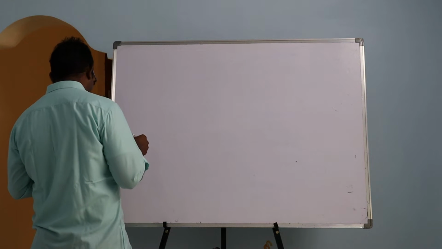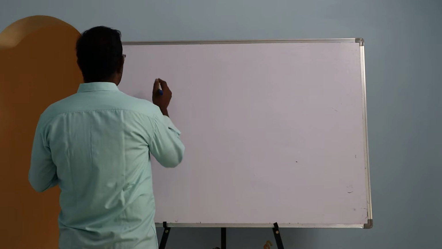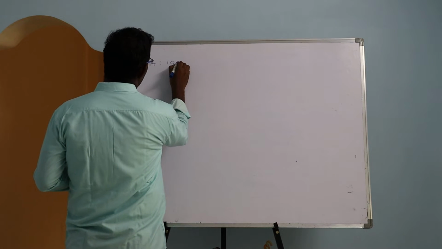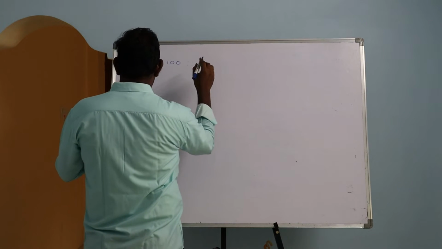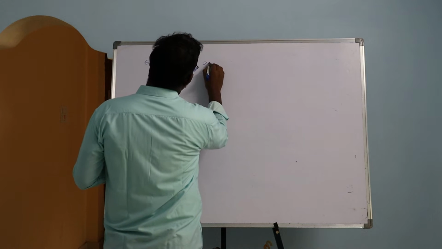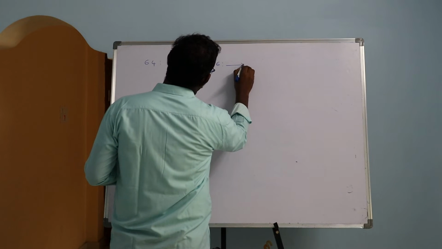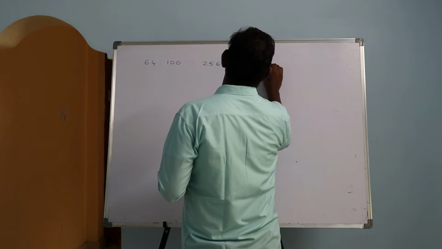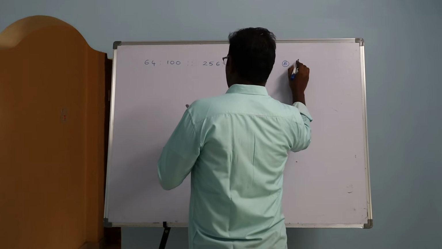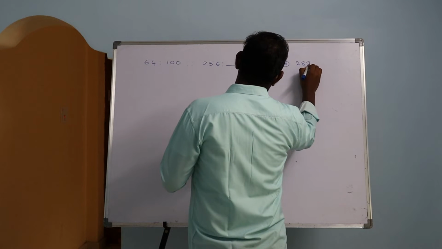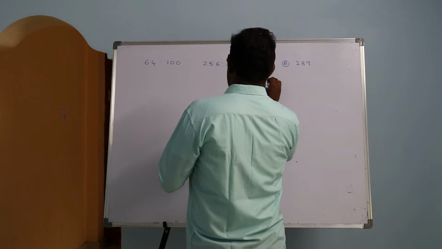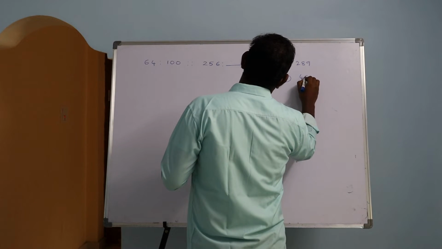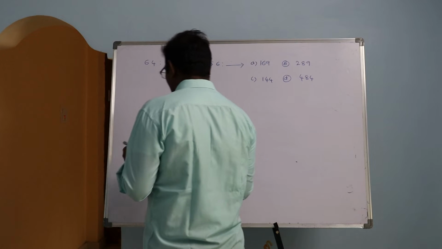Next bit, sir. 64 is related to 100 as 256 is related to dash. Option A 169, option B 289, option C 144, option D 484.